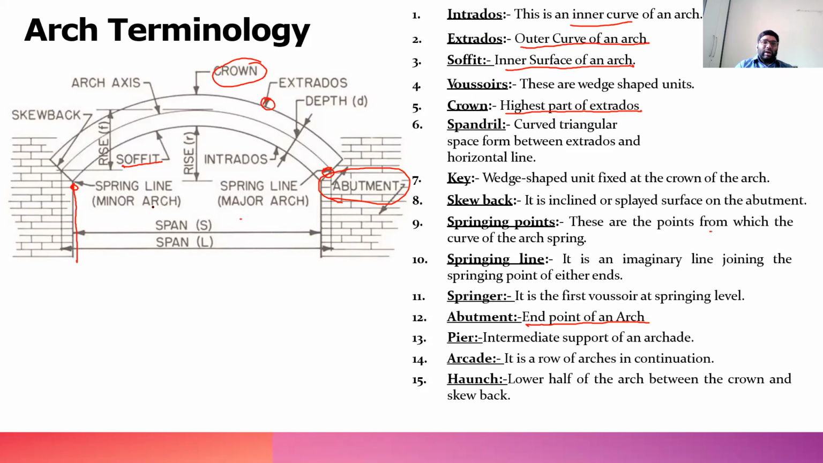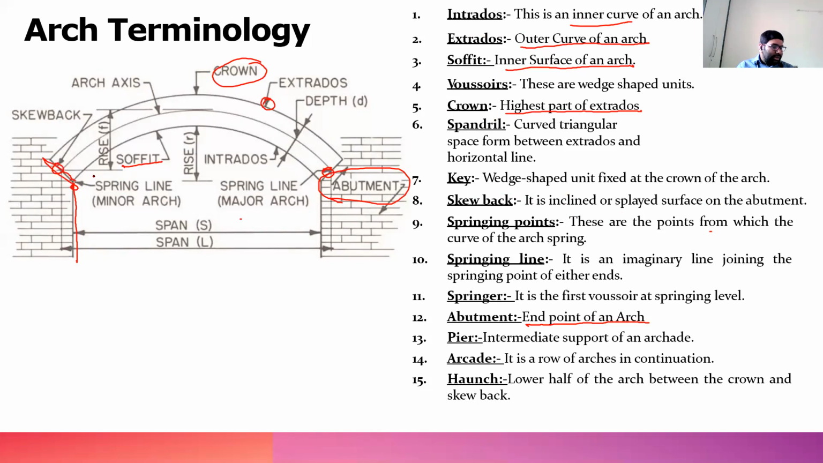And then we have the skew back. You can see that skew back here. So what is the skew back? It is the inclined surface on the abutment. You can see that. So this is an inclined surface. This inclined surface is the skew back.